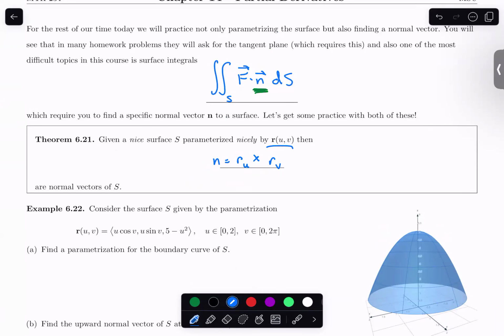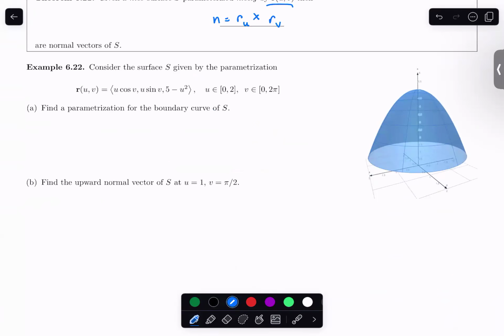And one thing that we're going to do in today's class, and again, we're going to need to use this stuff as part of a bigger problem later on, but in today's class, we can just ask, let's try to find some tangent planes. Tangent planes are relatively nice, but they need a normal vector. So we're going to ask for a tangent plane, and that's going to utilize our normal vector equation here.